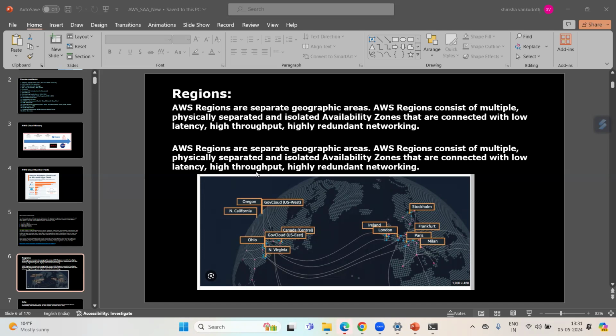So we will talk about what an availability zone is there. Okay, and these availability zones are connected with low latency, high throughput, and highly redundant networking. This internal networking is done on the AWS end, so we do not need to do anything from our end. AWS will take care of that.